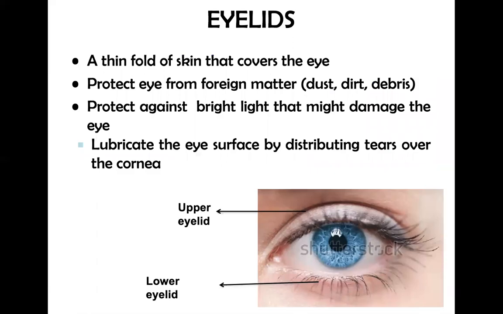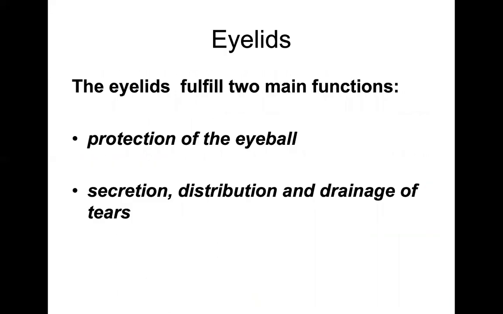Now, next accessory structure of the eye is the eyelids. So this is the upper eyelid. This one is the lower lid. This one usually functions for protection, prevents entry of microorganisms and foreign bodies. It also protects against bright light. And this one usually distributes the tears over the cornea. That is preventing dehydration and preventing dry eyes.